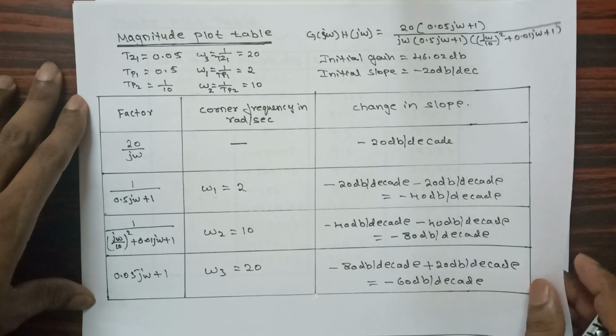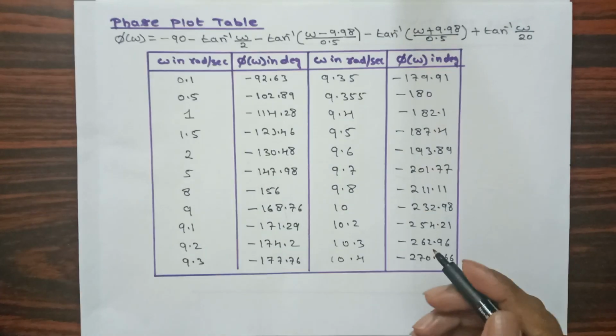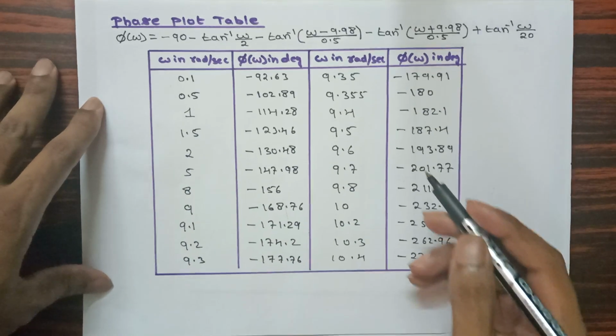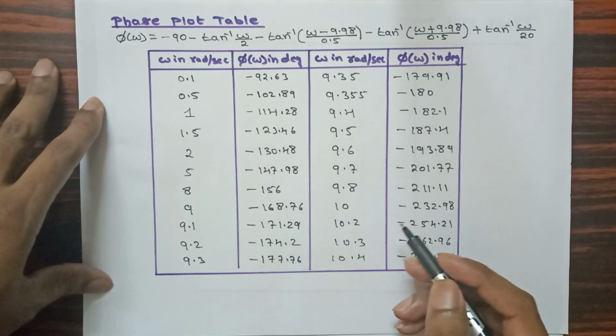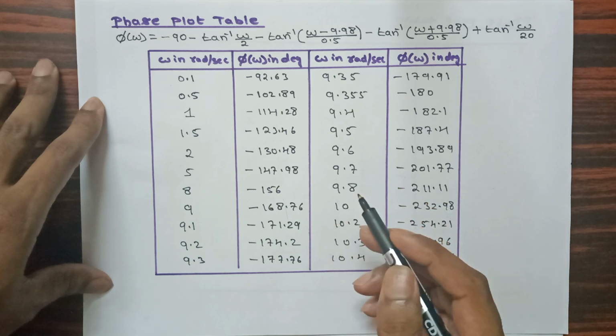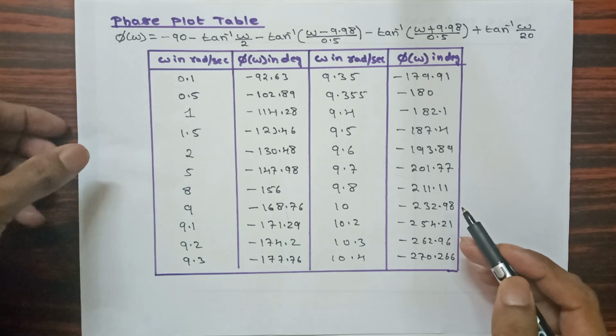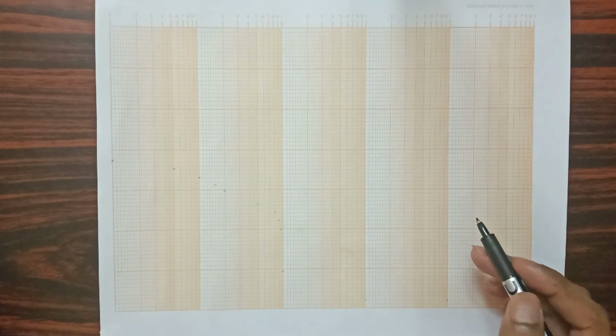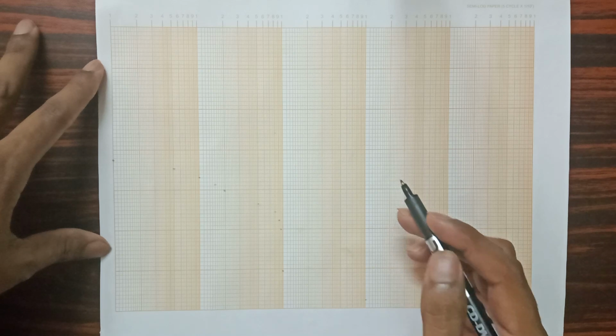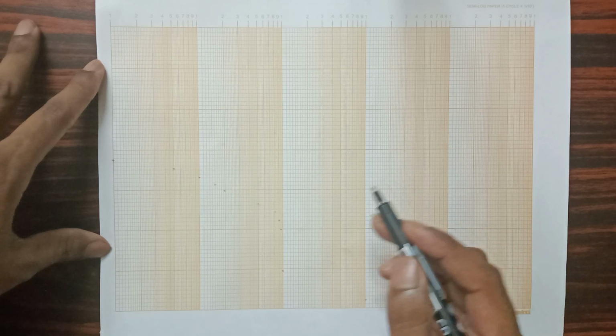Then we are going to plot the phase plot. Here you can see that this also I have discussed in the previous video, how to form this phase plot table. For these values I am going to plot the phase plot in the Bode plot. So now both the magnitude and phase plot we are going to sketch in semi-log sheet.